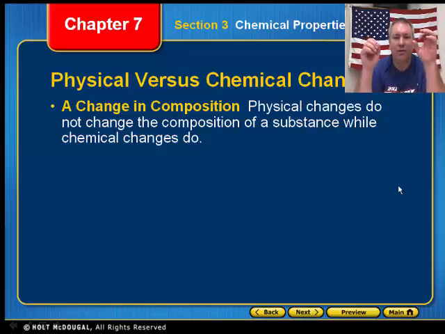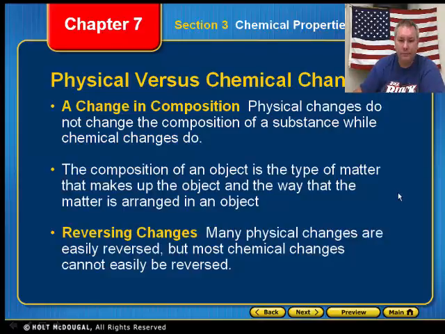However, when I take that sodium and that chlorine atoms and I combine them, a chemical change has happened because now it's not 2 gases floating around. Now it's a solid known as table salt. Okay. The composition of the object, the type of matter that makes up the object, and the way the matter is arranged in an object tells us if it's a chemical or a physical change.